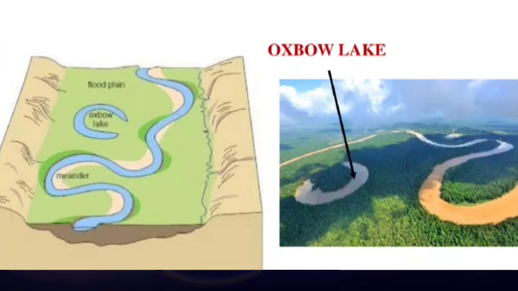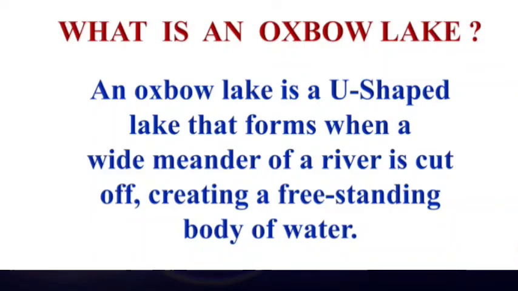Oxbow lakes. What is an oxbow lake? An oxbow lake is a U-shaped lake that forms when a wide meander of a river is cut off, creating a free-standing body of water. Understand? See here.